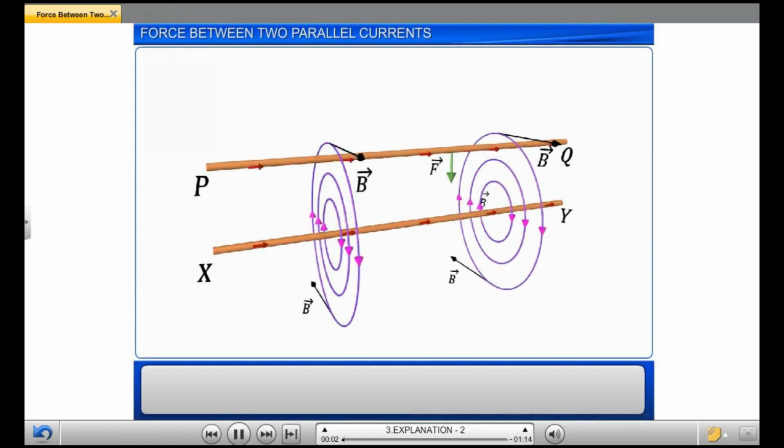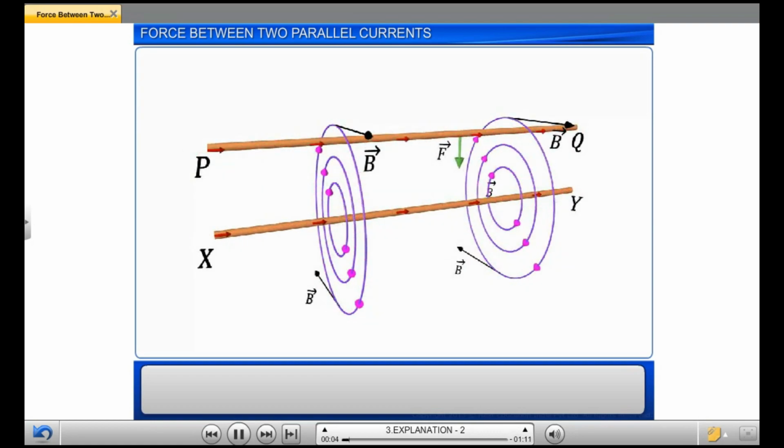Now let us find the force of attraction between the conductors carrying currents in the same direction. Let us first find the force exerted by conductor XY on conductor PQ. Let the currents passing through the two straight conductors XY and PQ be I1 and I2 respectively. Let the current through both the conductors be in the same direction. Let D be the distance between them.